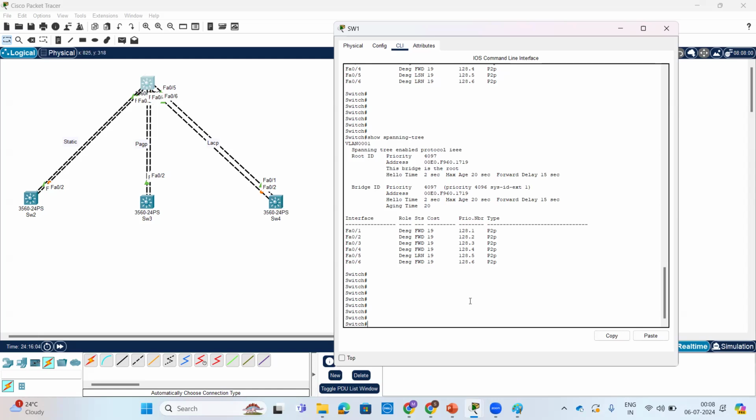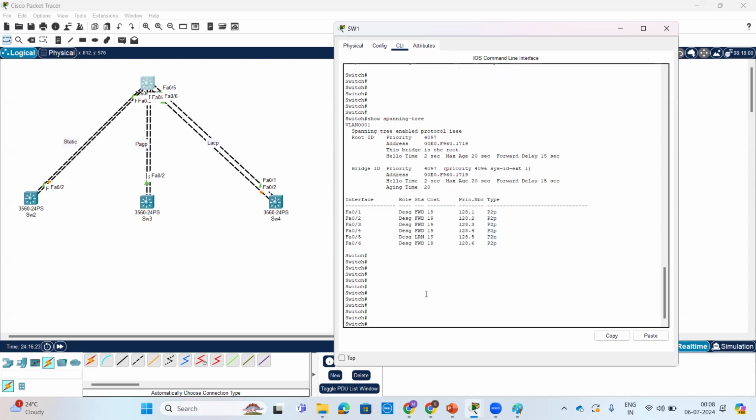I'm asking, even if the other two switches also have the same priority, like even if we decrease the priority, based on the MAC address again it's going to choose between them, right? Whichever has the lowest MAC address, it's going to choose that one. Yes. Fine. Now, configuration of port channel.